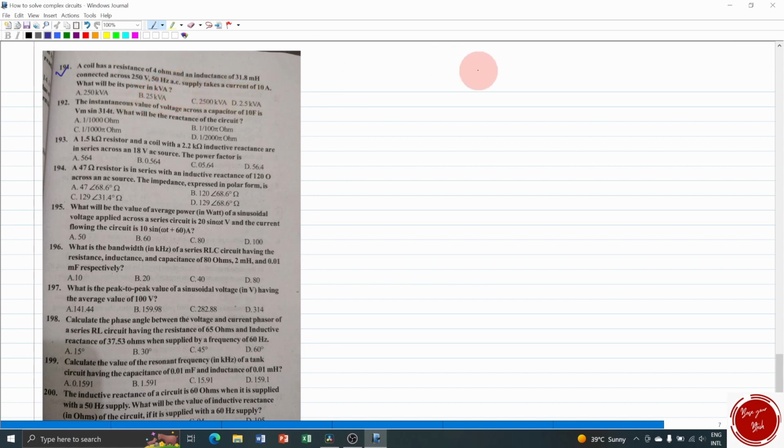Kilovolt ampere means we just need to multiply the voltage and the current. No need to worry about the power factor or cos phi. We just need the voltage and current. Voltage is 250 and current is 10 ampere. So it is 2500 VA, or if we need it in kVA, it is 2.5 kVA. So option D is the right answer.